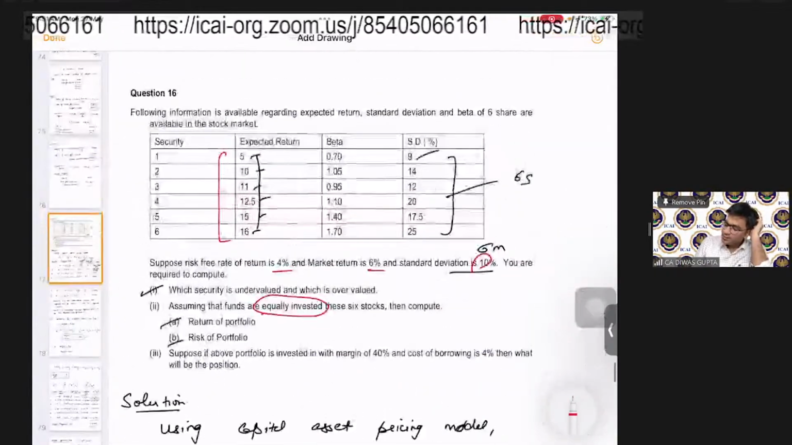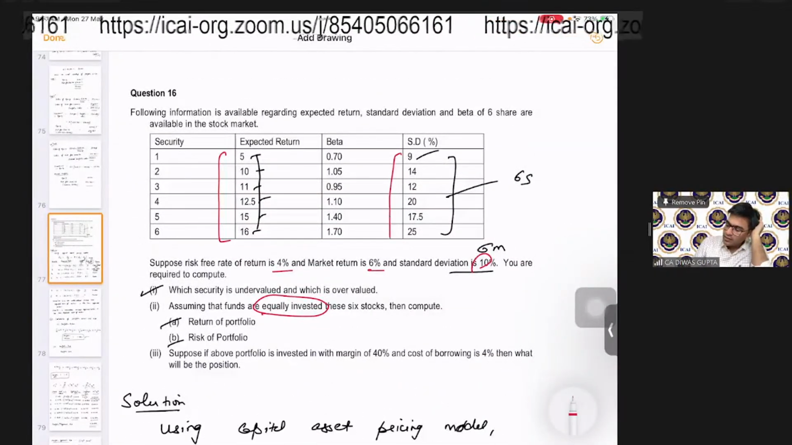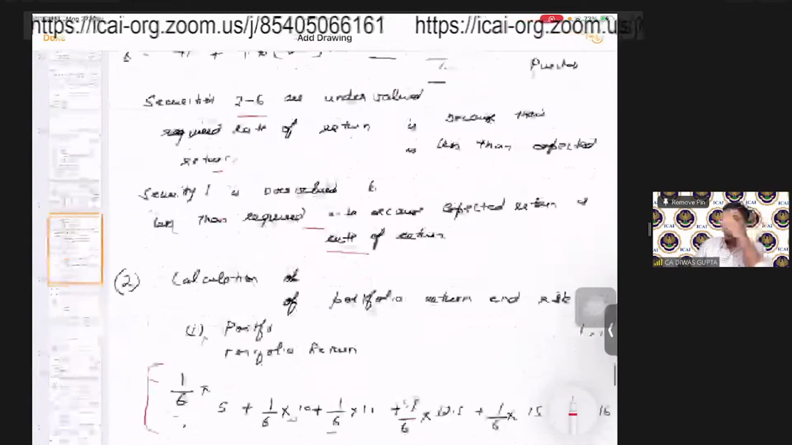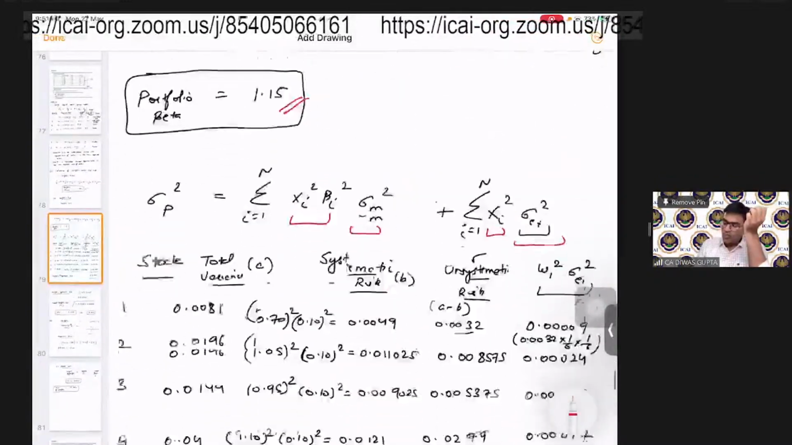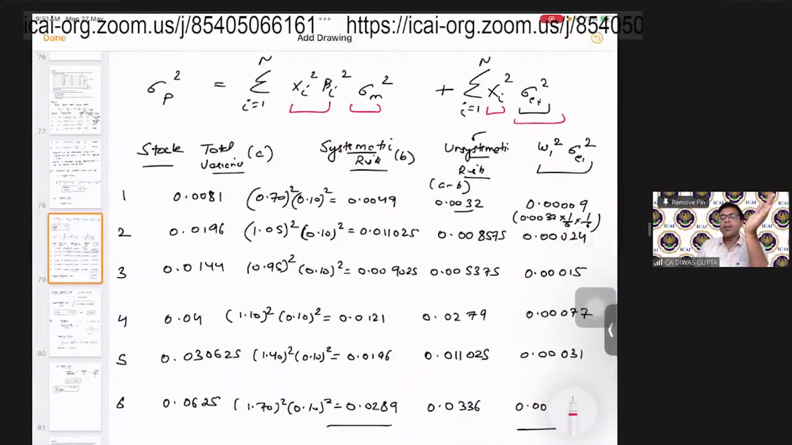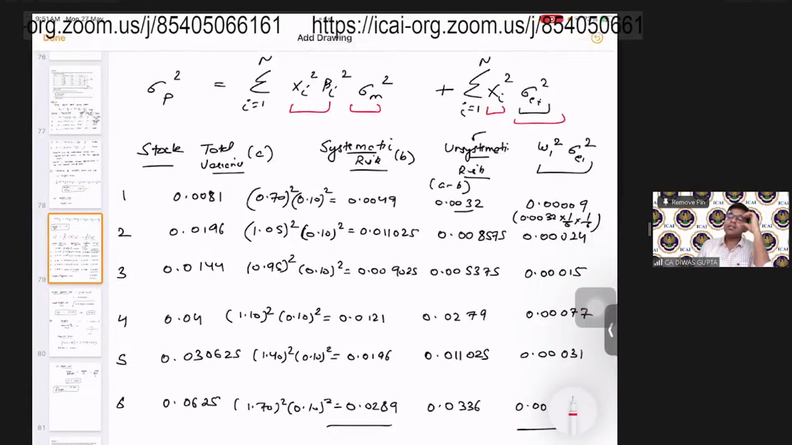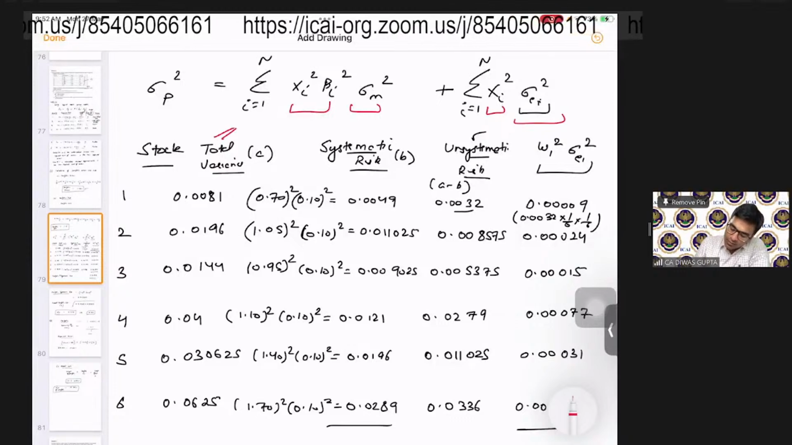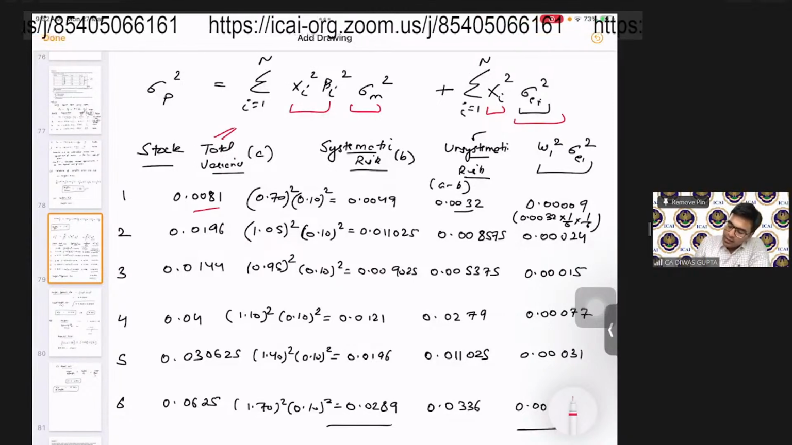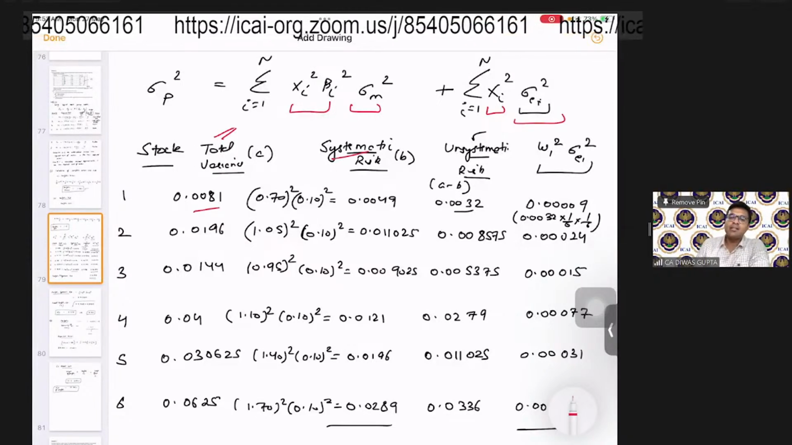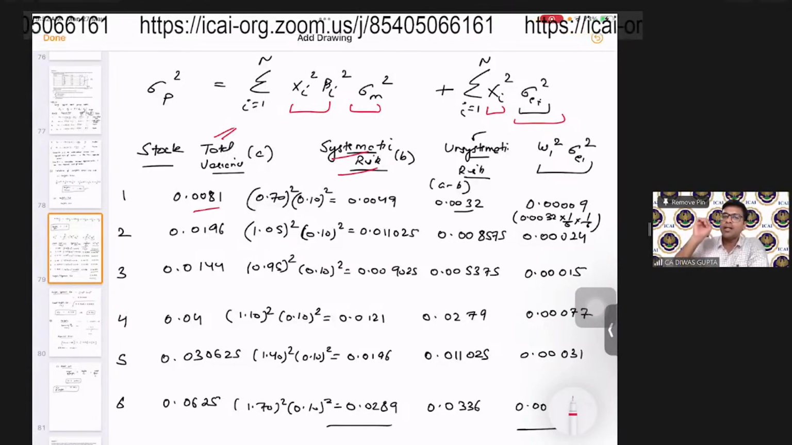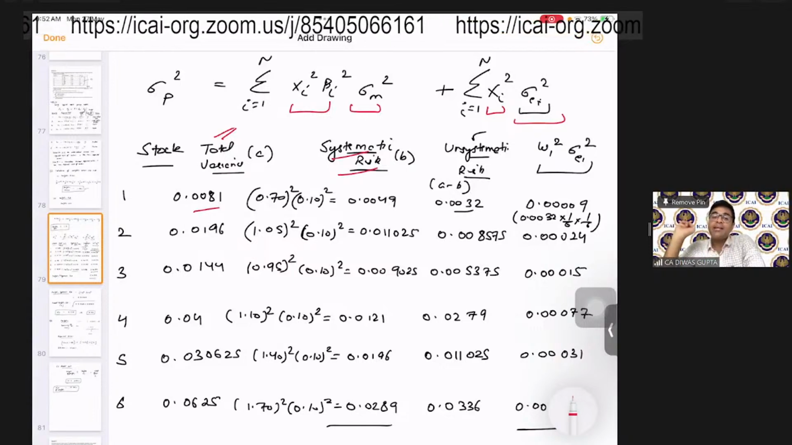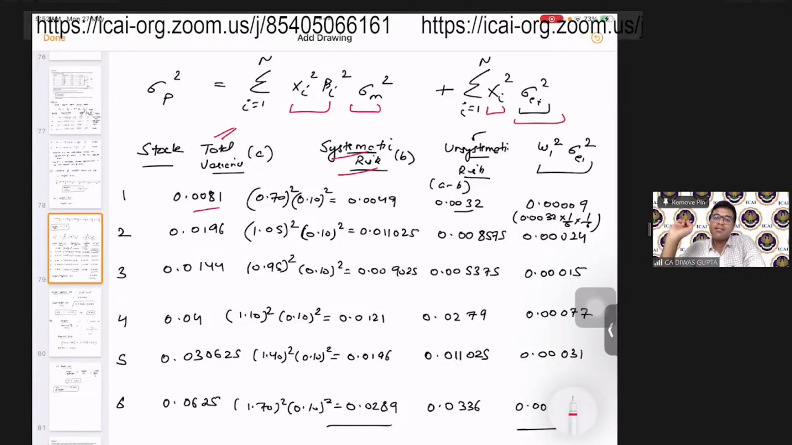Now, if you see, students, this SD is actually the overall SD, correct? So our task will be to find, from the overall SD, the unsystematic SD. This is the catch in the question that I was telling you. So we have the total variance, right? Again, we have to do the square. Out of that, how much is the systematic risk? For individual securities, that is given by beta square into the market standard deviation square, right?